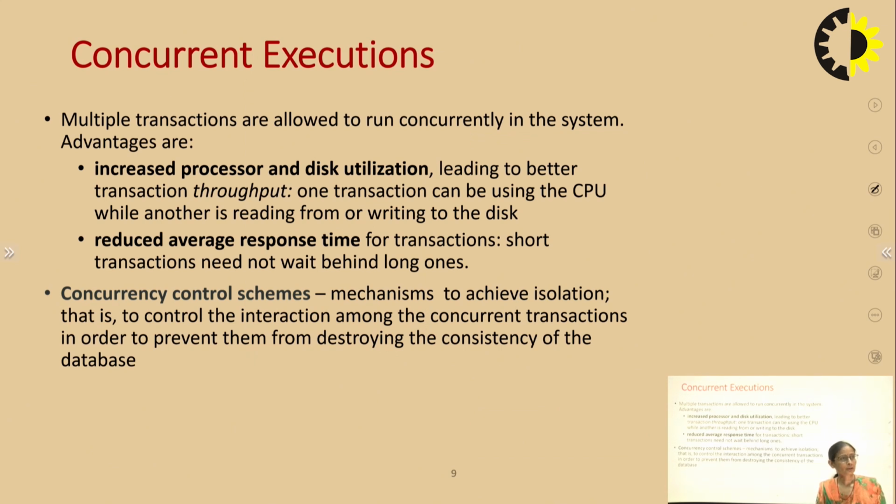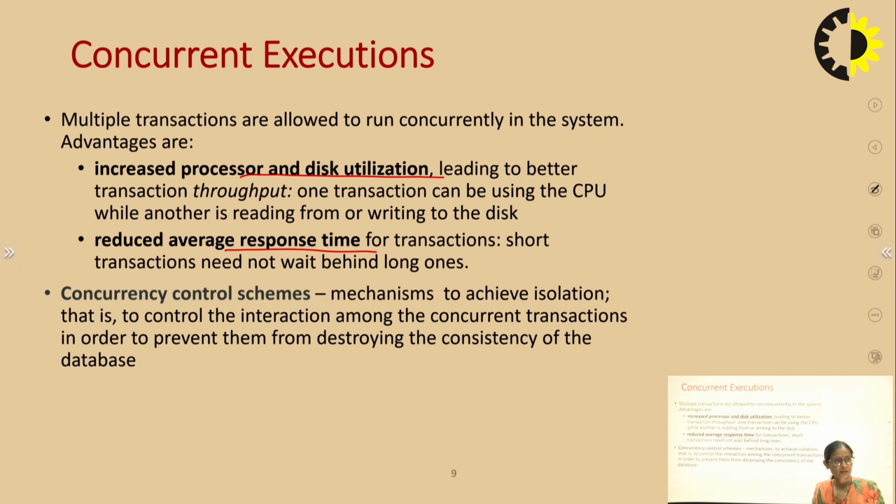Concurrent executions, what does it imply? Multiple transactions are allowed to run concurrently in the system. And why do we need this particular concept? To increase the processor and disk utilization and to reduce the average response time. Increasing processor and disk utilization leads to better transaction throughput. One transaction can be using the CPU while another is reading from or writing to the disk, and you may run them in parallel. It can reduce the average response time, that is, short transactions need not wait for long ones.